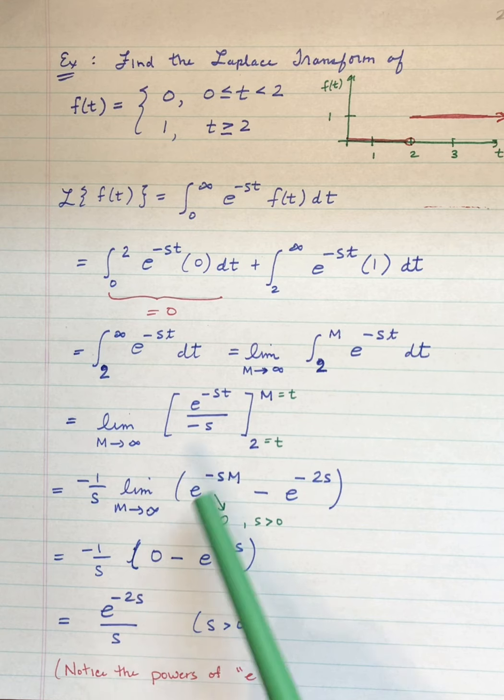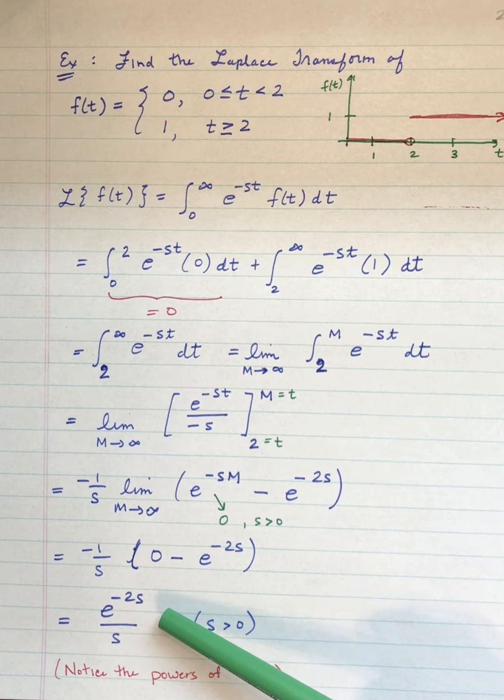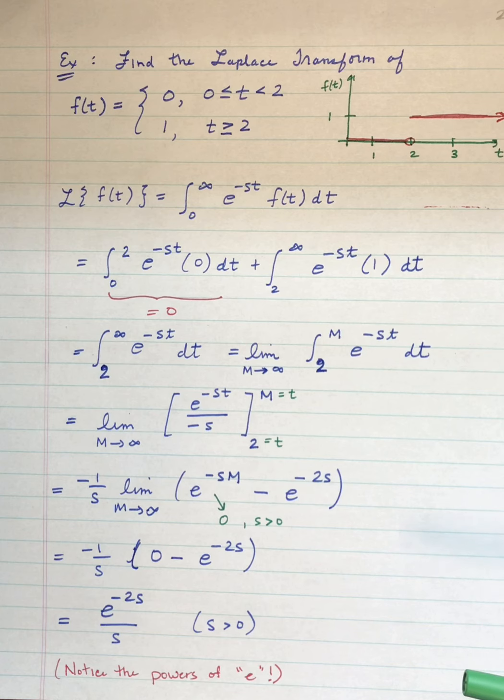Again, I factor the minus 1 over s out in front. Multiply through, and you should get e to the minus 2s over s. And again, notice that power of e. You get these unusual powers when you have a step function and you're finding the Laplace transform. These are really the only problems where I'll have you use the definition to find the Laplace transform. All other ones will just use the properties and the table of Laplace transforms.